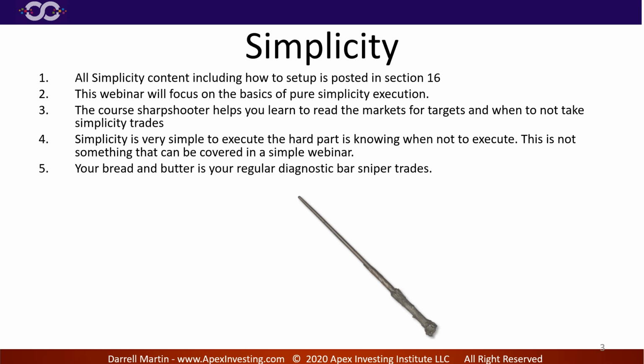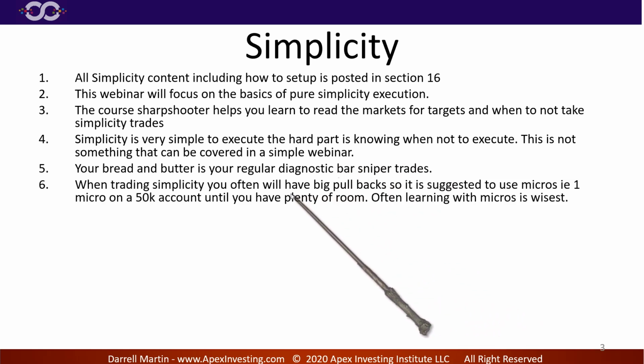So, I still do plenty of sniper trades. I recommend that you still focus on sniper trades. When trading with simplicity, you often will have big pullbacks. Right? Has anybody noticed that? There can be some big pullbacks when you're trading sniper.